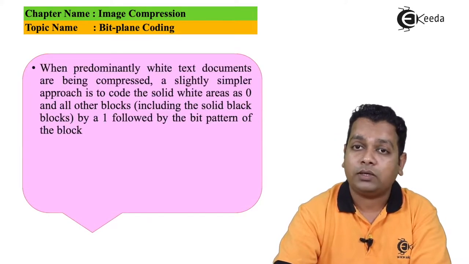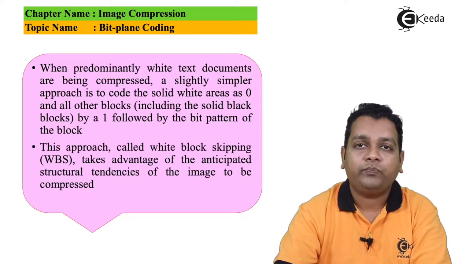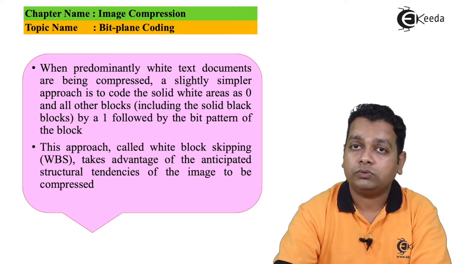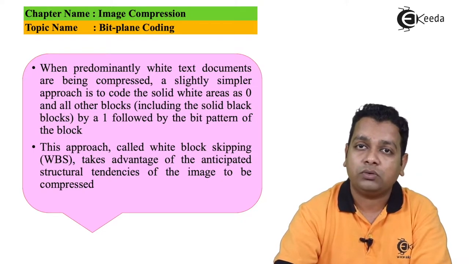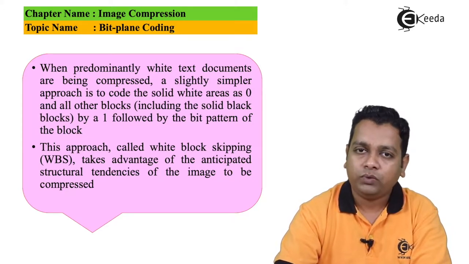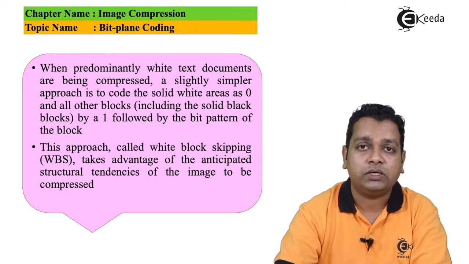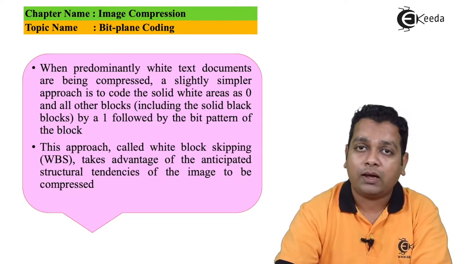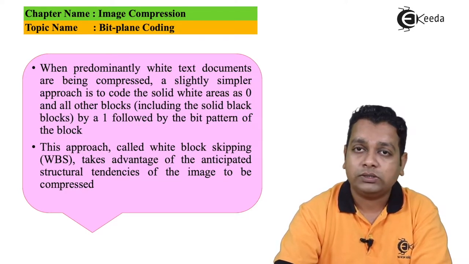When predominantly white text documents are being compressed, a slightly simpler approach is to code the solid white areas as 0 and all other blocks as 1, followed by the bit pattern of the block. So see here, up till now, while working with binary images, we used zeros for the representation of black and ones for the representation of white. But now, for the coding purpose with respect to the images in this particular chapter, this designation of 0 for black and 1 for white is not constant. So this will be modified according to the context.